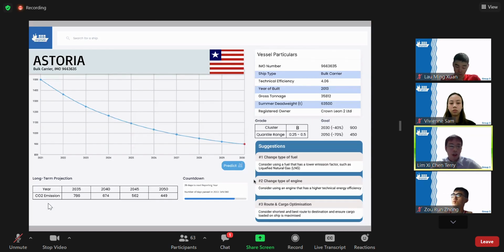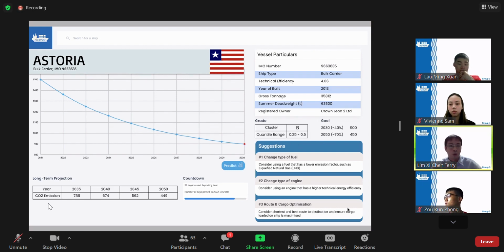Next, introducing our main feature, which is the dashboard. This comprehensive dashboard provides various information to the ship owner regarding their ship, and it aims to address KPI number 4 of uncertain baseline. Starting from the top right corner, we have the vessel's particulars. Then below it, we have the grade and goals section. Goal shows the 40% and 70% reduction in CO2 the ship has to meet by year 2030 and year 2050 respectively. Grade here refers to the cluster and quantile range that the vessel is assigned to based on our KMode clustering algorithm.